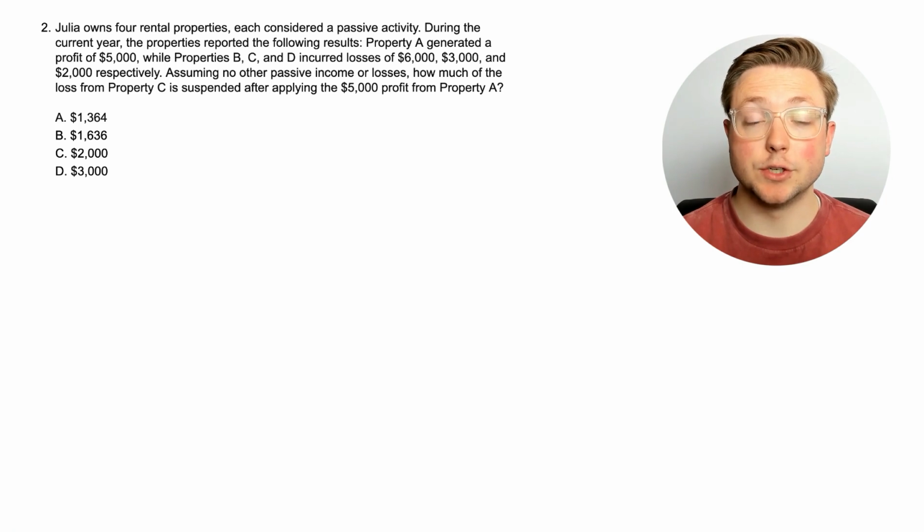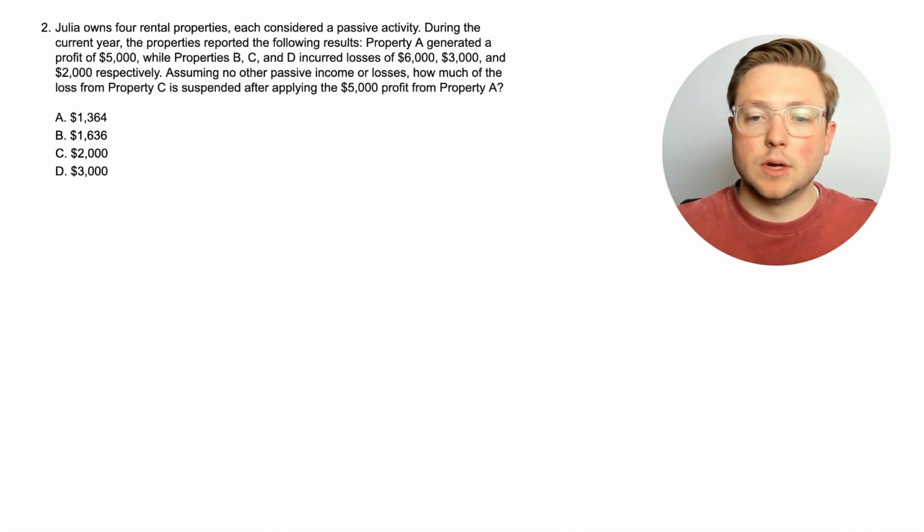Okay, here is question 2. Julia owns 4 rental properties, each considered a passive activity. During the current year, the properties reported the following results. Property A generated a profit of $5,000, while properties B, C, and D incurred losses of $6,000, $3,000, and $2,000 respectively. Assuming no other passive income or losses, how much of the loss from property C is suspended after applying the $5,000 profit from property A?